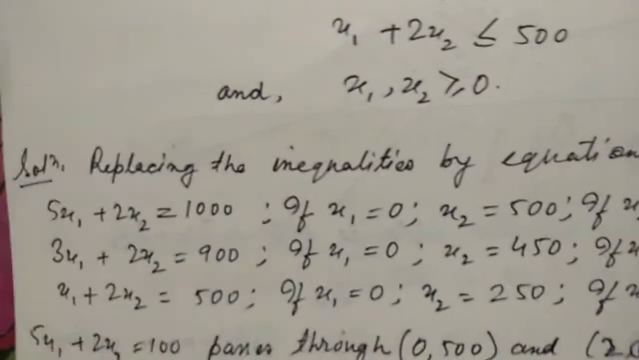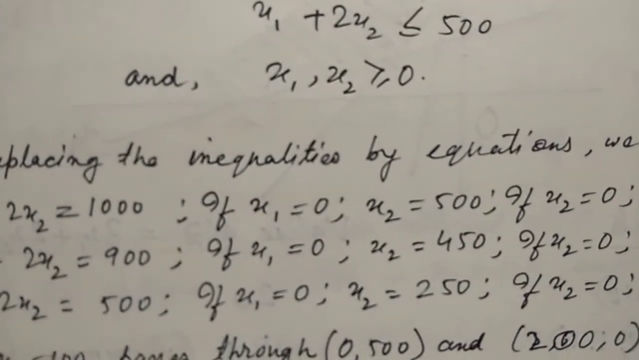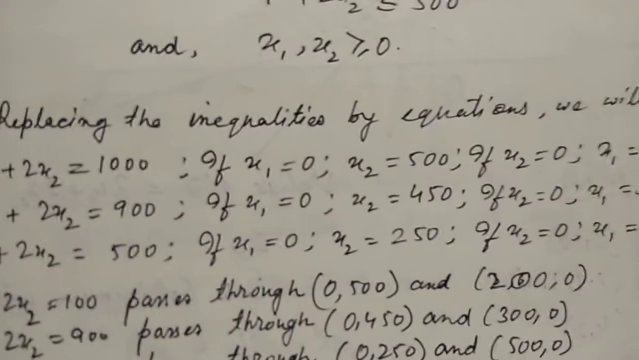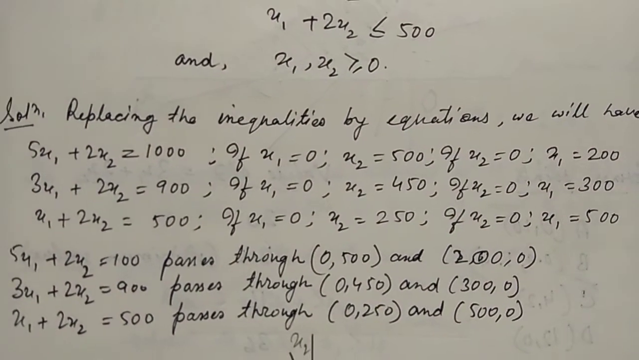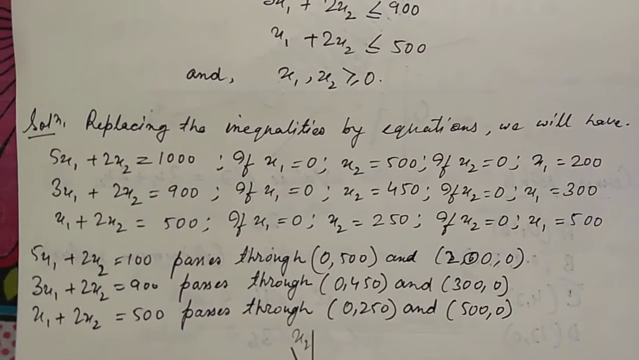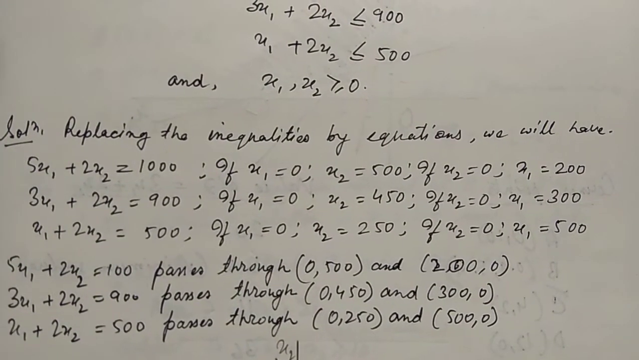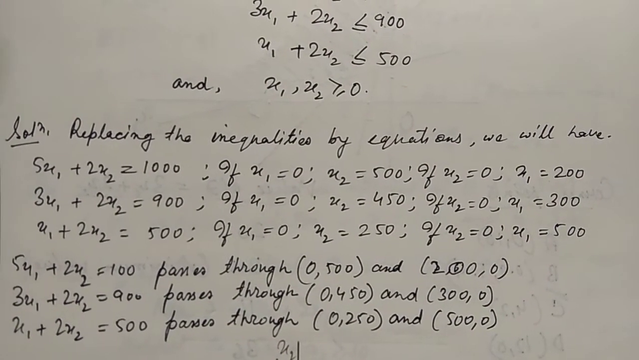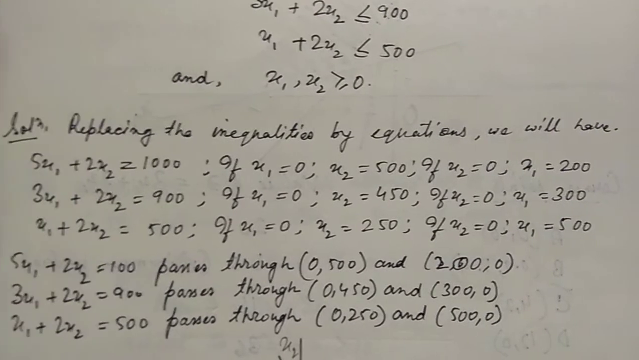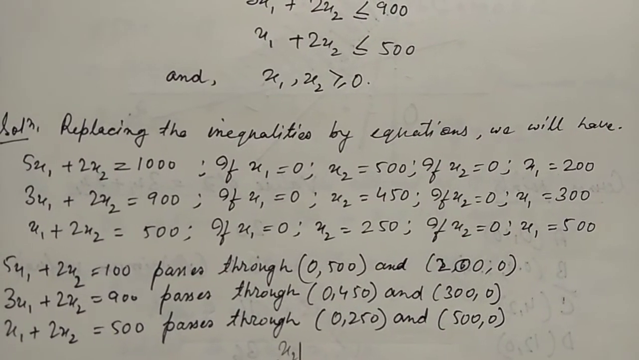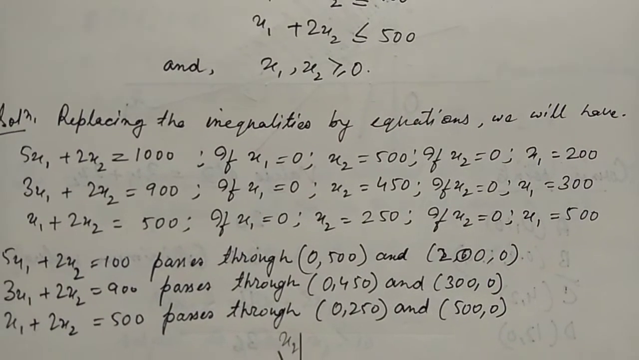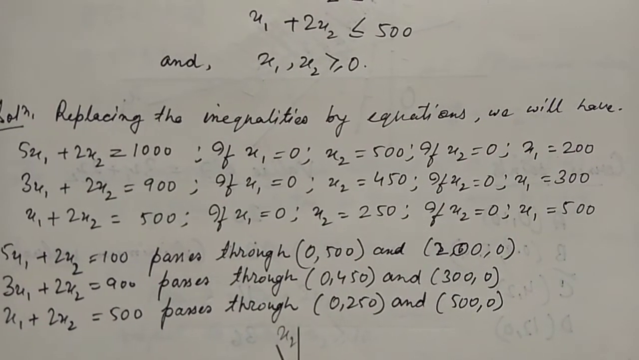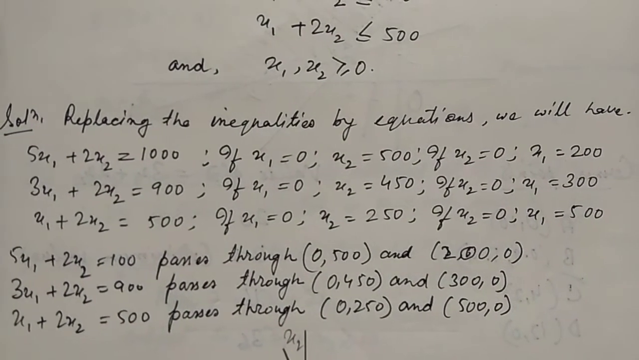Now as our first step, we will replace the inequalities with equations and find out the points of x1 and x2 in order to draw the 3 straight lines for these 3 equations. You can pause the video and check what I have done. I am not explaining because in my previous videos I have explained how to do it. So it is just the same.